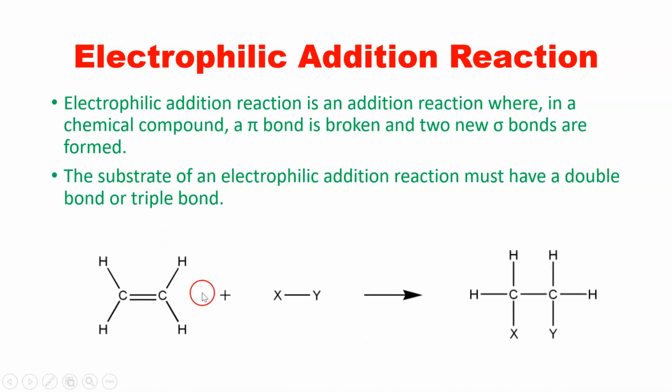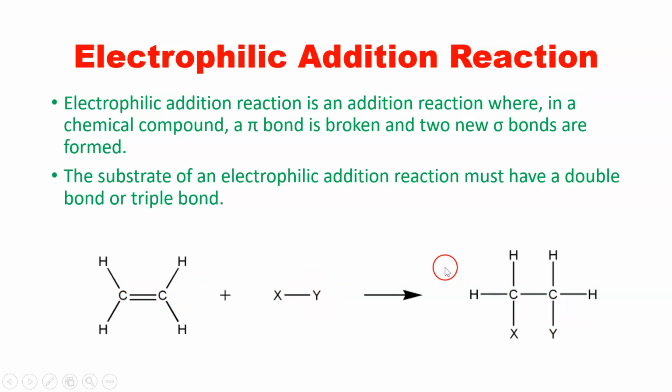For an electrophilic addition, the compound should have a pi bond, that is a double bond, or a triple bond. In a triple bond, one is a sigma bond and the remaining two are pi bonds. So for electrophilic addition, we require a double bond or triple bond. One of the species will act as an electrophile and one will act as a nucleophile. The electrophile will attack the carbon first and break the pi bond, and the nucleophile will get attached to the remaining electron deficient center.